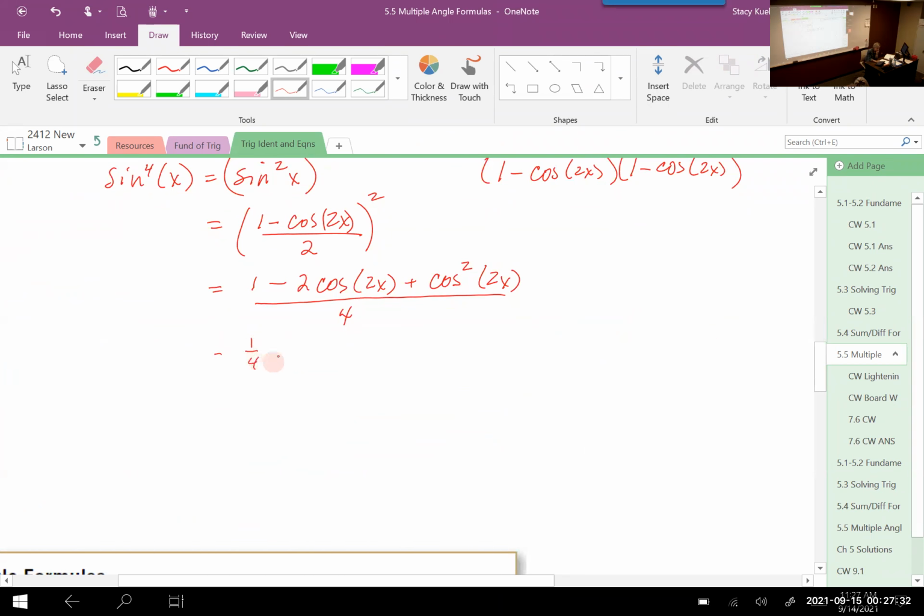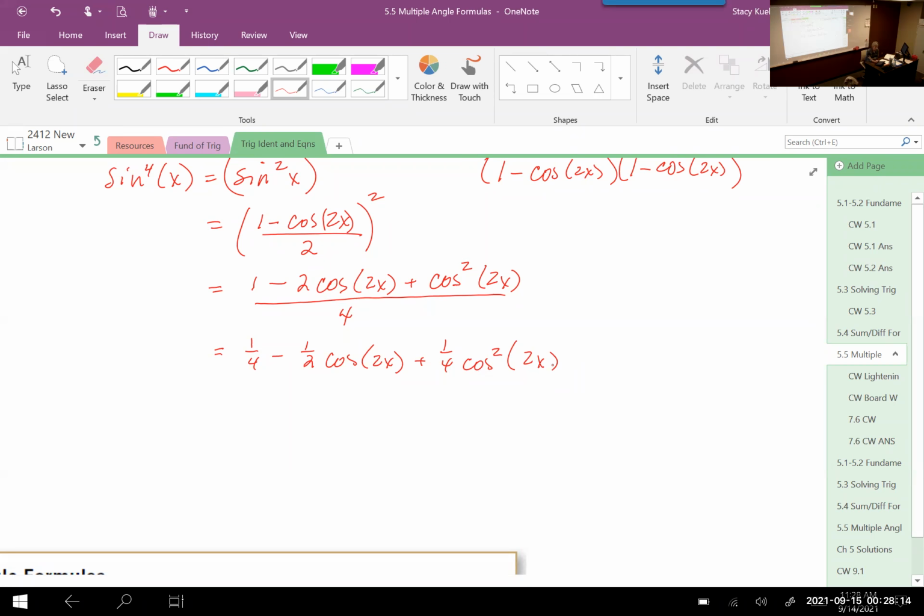As 1/4 minus, I'm going to pull that fraction out so that I have fractions in front of each of these terms. Minus 2 over 4 is 1/2. We all agree with that, correct? Yes, ma'am. So this becomes 1/2 times cosine of 2x plus 1/4 cosine squared 2x.